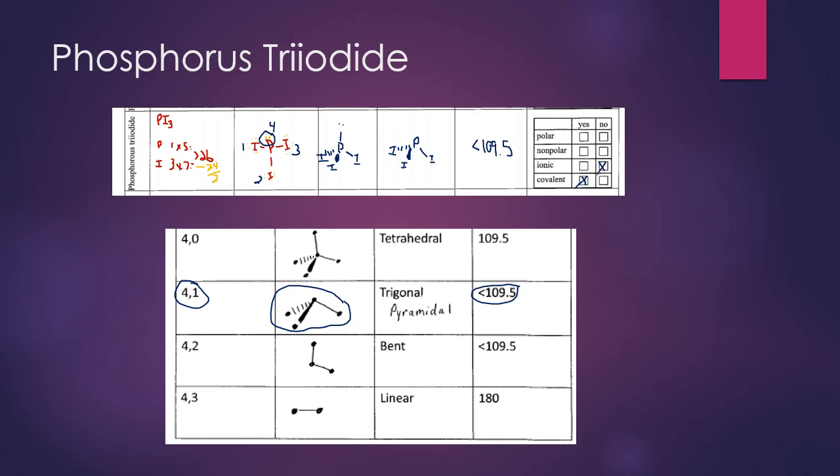Now for the polar or nonpolar, you can do your dipole moments, which is pretty hard once you get to these 3D structures, or you can use the rules that we looked at before. The rule said if there's a lone pair on the central atom, which there is, then it's going to be polar. So I'm going to go ahead and click yes for polar, which means that no, it is not nonpolar.